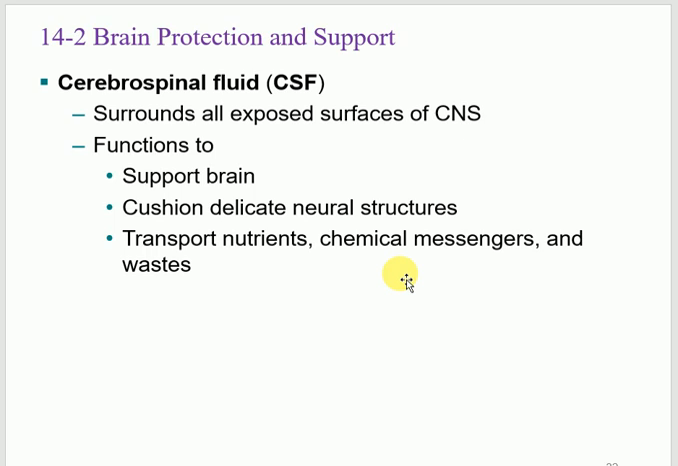Ventricles, inside the ventricles. How many ventricles do we have? 4, right? So why do we have CSF? Number one, act as a cushion, right? Like a water mattress. If you have fluids, it will act as a cushion. This is one. Number two, it's also support.